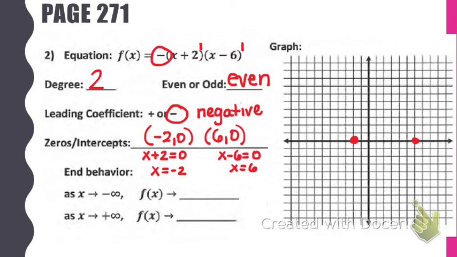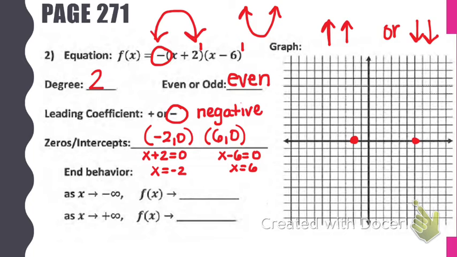Because we know it's even, it's either going to be up, up, or down, down. So do we think this is going to be a smile parabola, or is this going to be a frown parabola? Which one is it going to be? It's going to be a frown. So all I want you to do is just sketch it. And because both sides are going down, my end behavior is negative infinity for both.